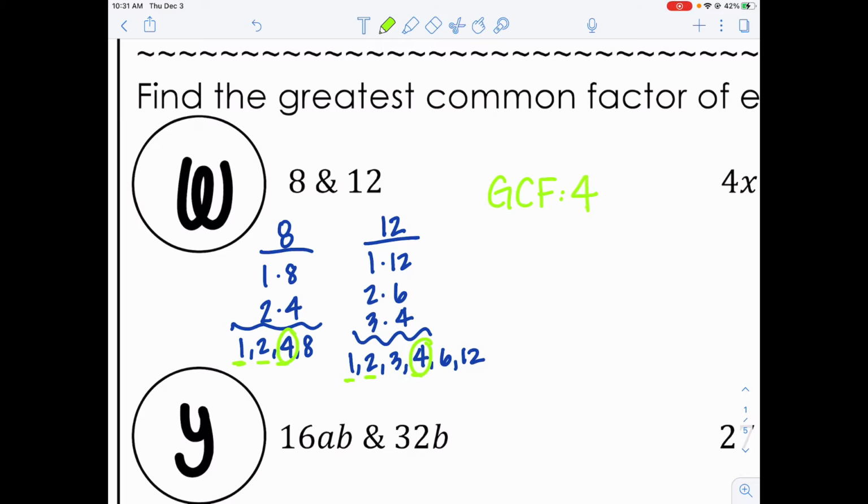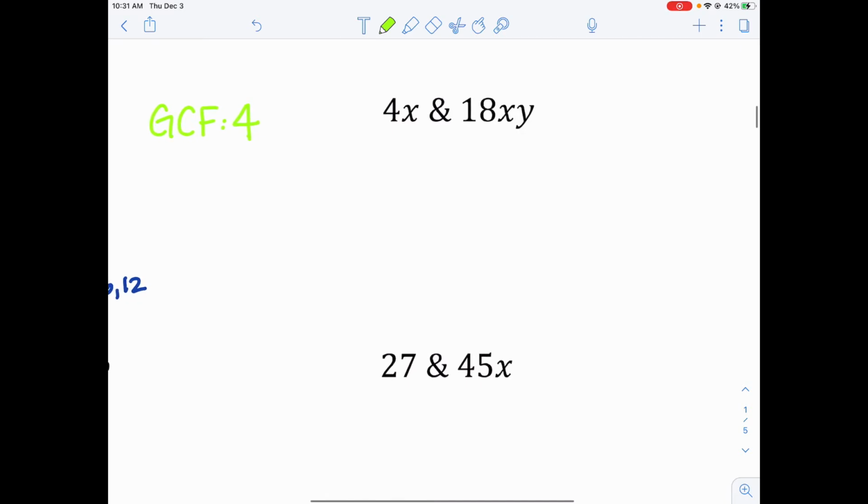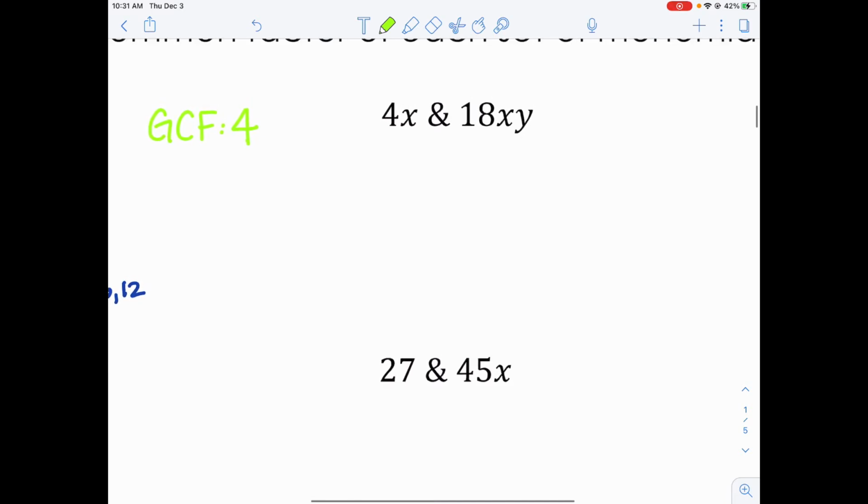We can also do this when there are variables. You do it very much the same way. You say, what is the greatest factor that I can pull out of the number part? So between 4 and 18, the greatest factor that I can pull out of both of those is a 2. So I would say the greatest common factor, and then I would start with 2.